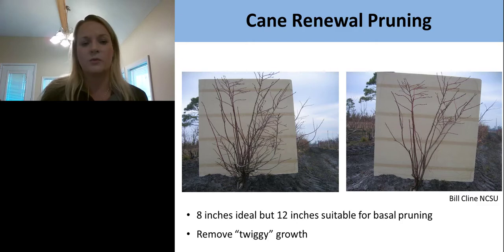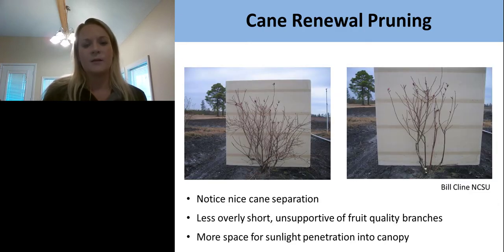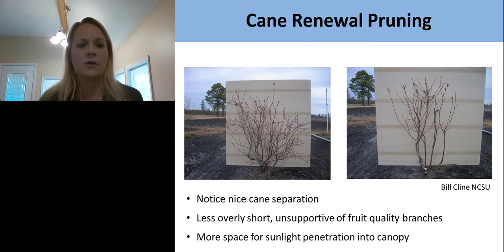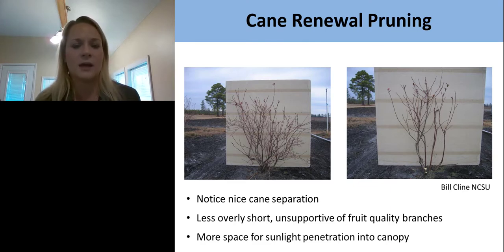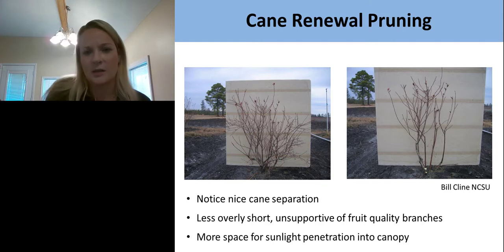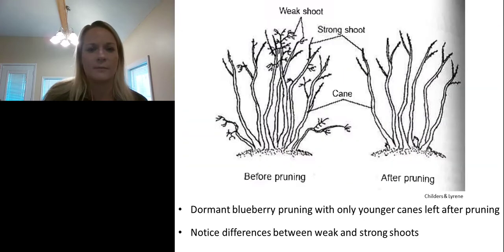You want to remove that twiggy growth. This photo is a really good photo to show what we start with here on the left, lots of canes, lots of twiggy growth. And then on the right, we want that nice cane separation, that open canopy. You'll notice that the shoots are not really short and stubby. You don't want those shoots overly short because they're unsupportive of good fruit quality on the branches, and you want to allow more space for sunlight penetration into that canopy as well.